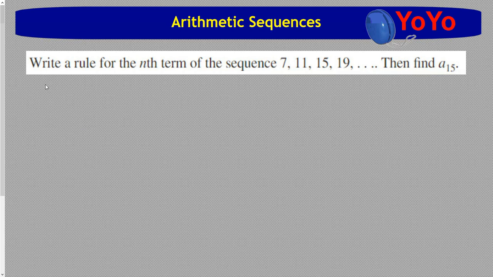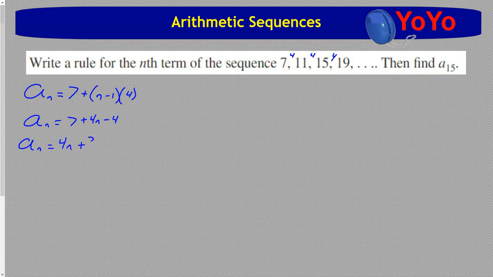Okay, we want a rule. So I'm going to skip a little bit here and say a sub n is equal to the first term plus n minus 1 times the difference. So looks like I'm adding 4, adding 4, adding 4. That's going to work. So my common difference is 4. So a sub n is equal to 7 plus 4n minus 4. So a sub n, my general rule, is 4n plus 3.